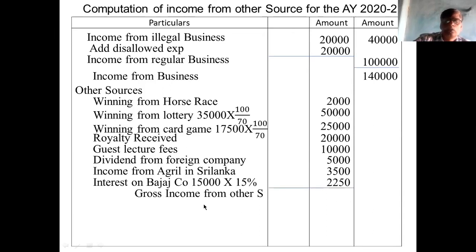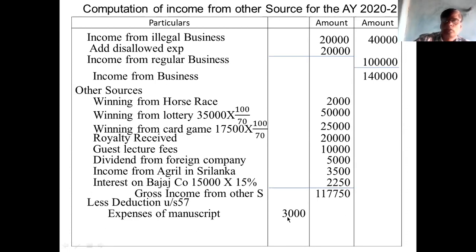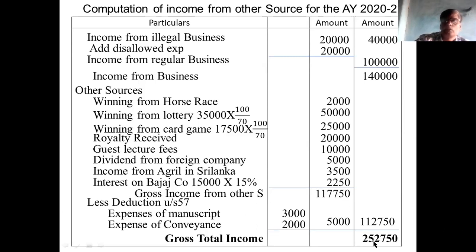You take the total. This is gross. Then less deduction under section 57. Manuscript expense relating to book 3,000. And conveyance expense relating to guest lecture 2,000. Totally 5,000 you deduct. Remaining is income from other source. So income from other source is 1,12,750. So your gross total income is 2,52,750. Clear?